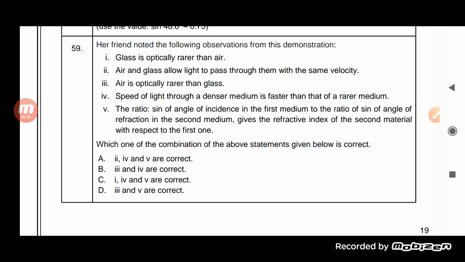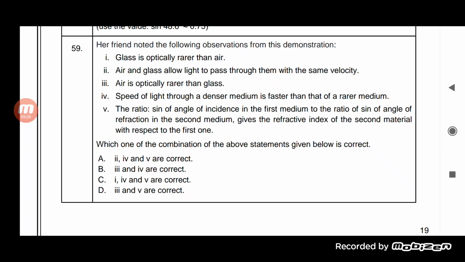Next one is: the ratio of the sine of angle of incidence in the first medium to the sine of angle of refraction in the second medium gives the refractive index of the second material with respect to the first one. Yes, this is the correct one. The sine of angle of incidence to the sine of angle of refraction will give the refractive index of the second material with respect to the first one.